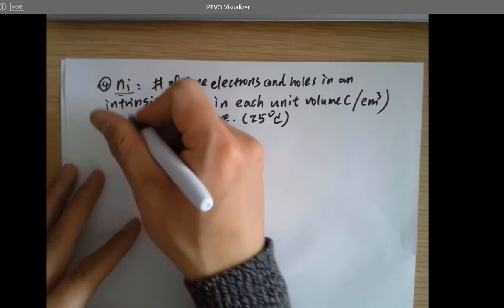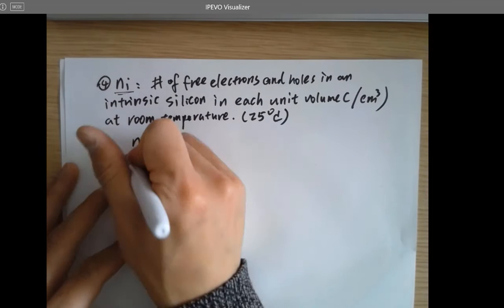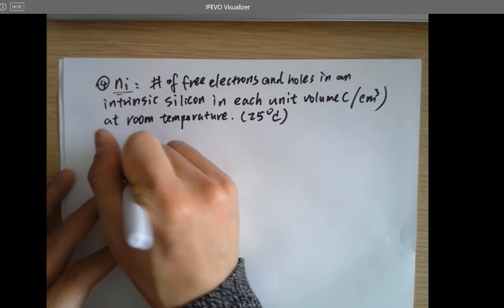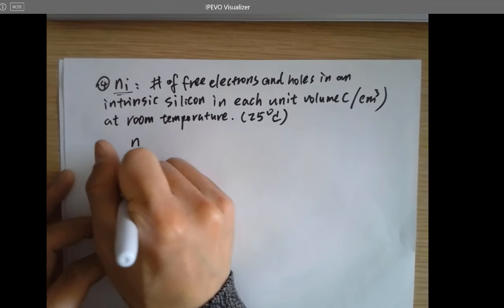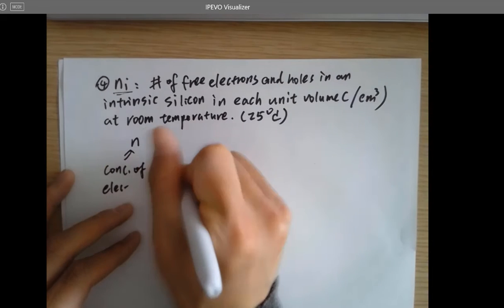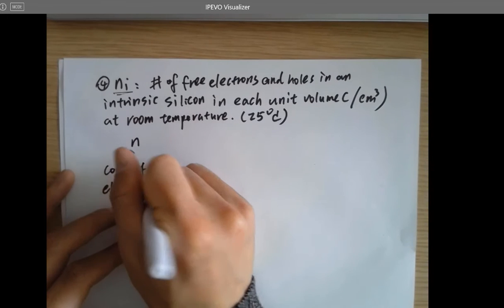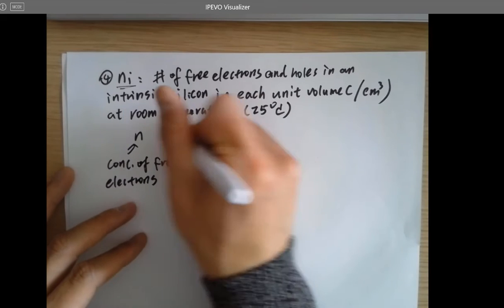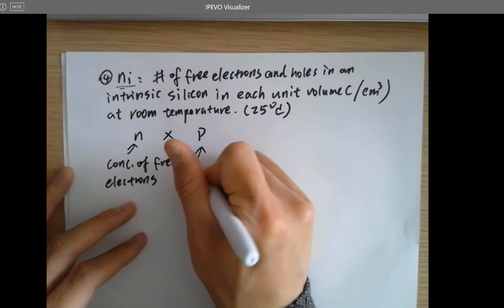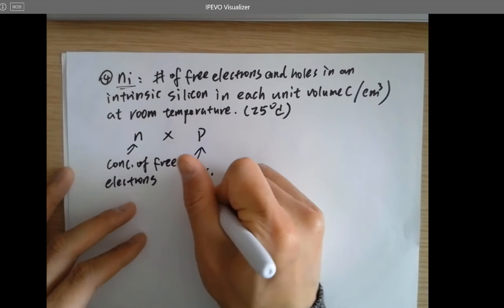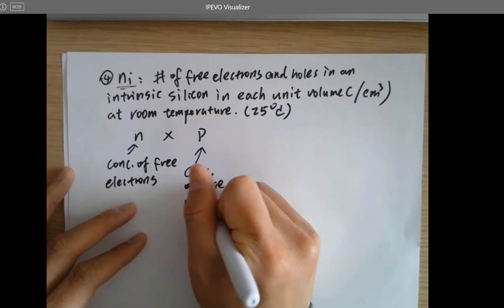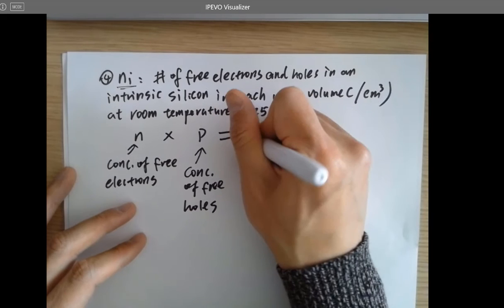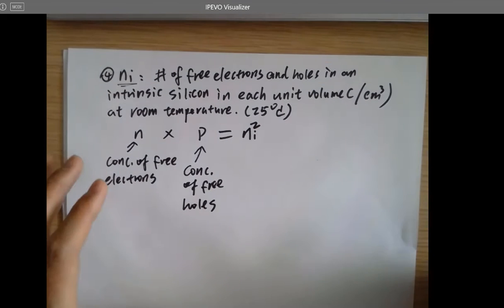Right? So N is the concentration of electrons, or free electrons, times P. P is the concentration of free holes. Why do you have free holes and free electrons? So N times P equals Ni squared.